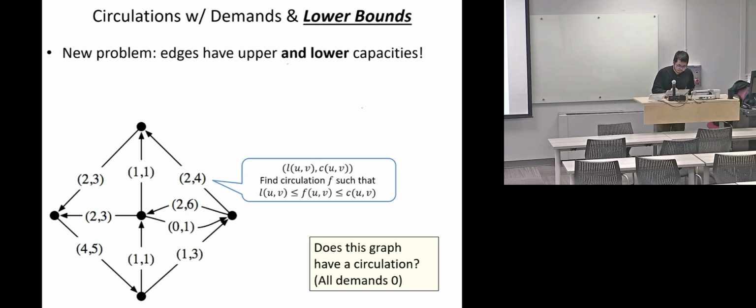Let's look at this one. Circulation with demand, but also some lower bound. So here is a new problem where you have a lower bound on capacity. What do I mean here? I mean this one. Each edge has two numbers, L and C. And I want to find a circulation such that the flow value respects the capacity, but also needs to send at least L. I have both upper and lower bound on each edge.